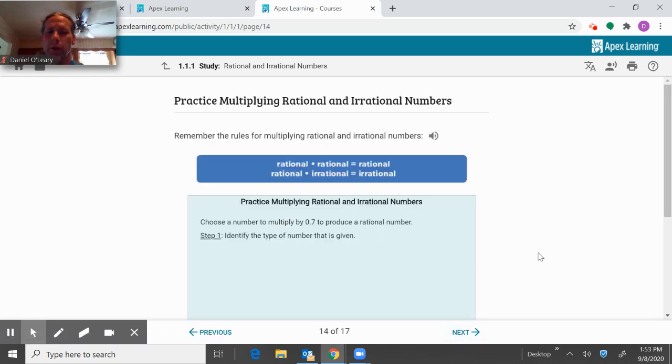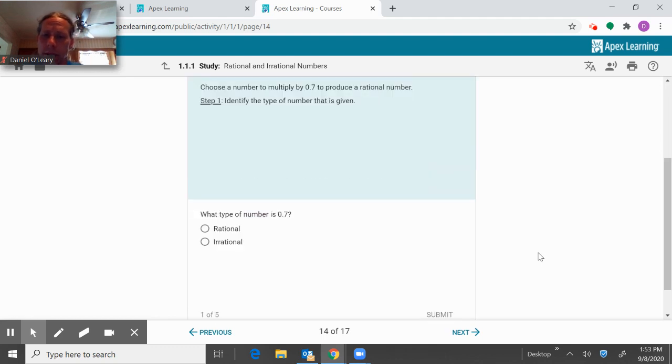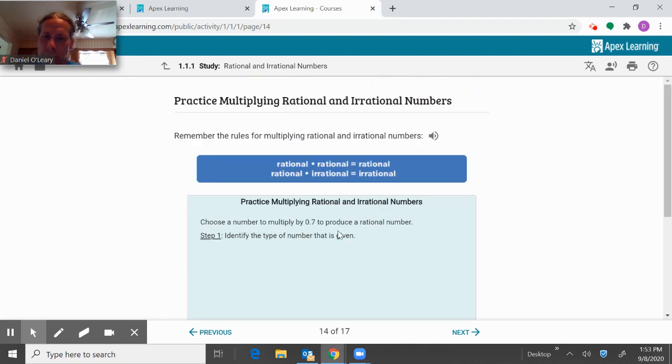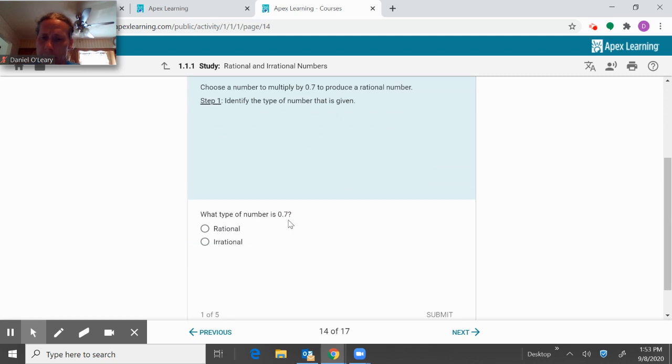All right, remember the rules for multiplying rational and irrational numbers. It gives you the step, and it asks you a question. What type of number is 0.7? Is it rational or irrational? You would click the answer that you think and submit, and there are 5 questions there.